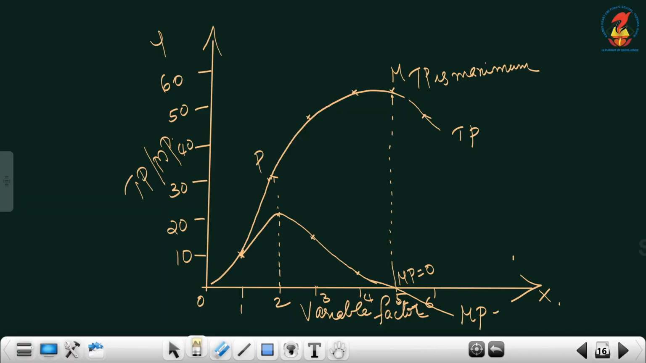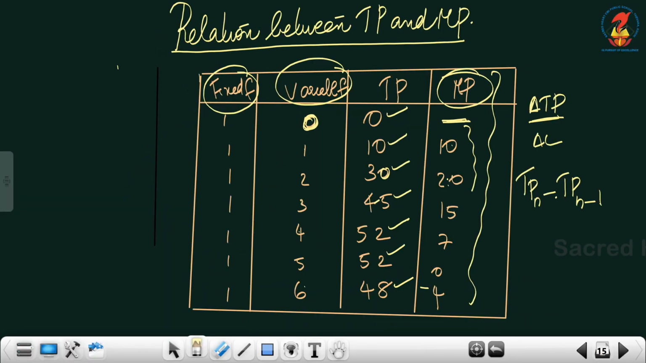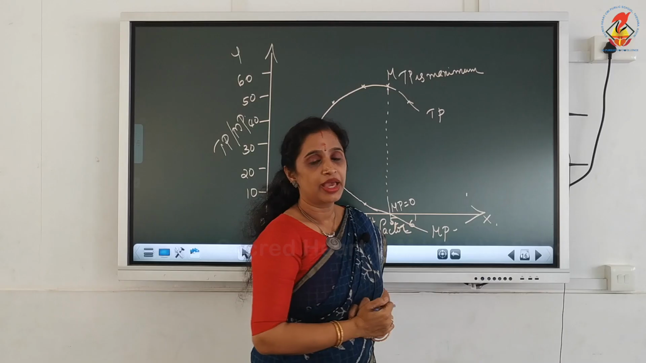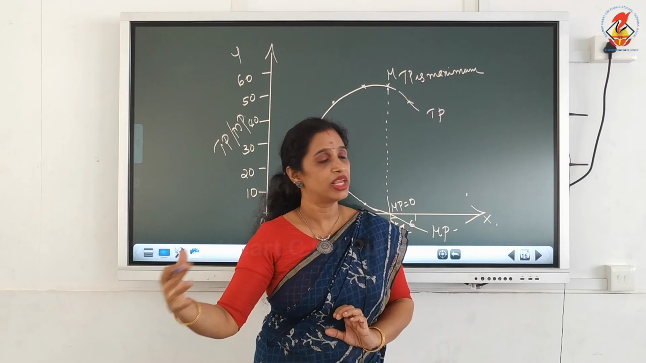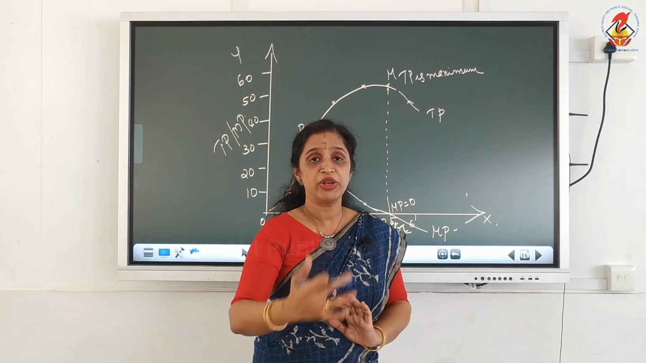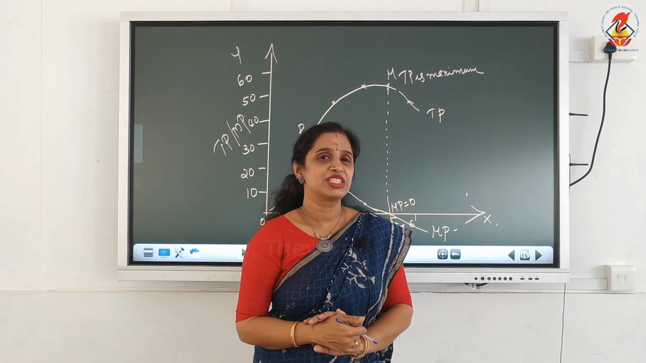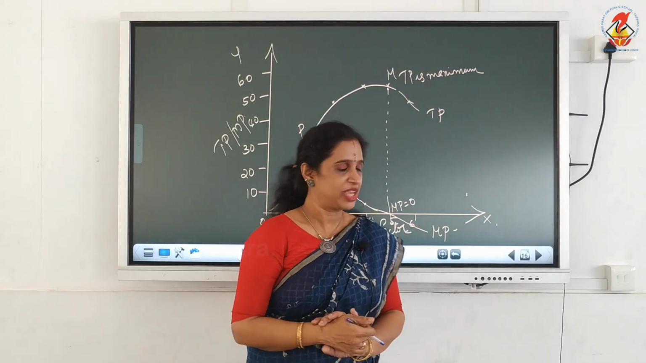Now, based on this table, I have drawn the TP and MP. The marginal productivity curve is a downward sloping curve, and it is falling and becomes negative because when more and more excess labor is added to the fixed factor, marginal productivity will be falling.